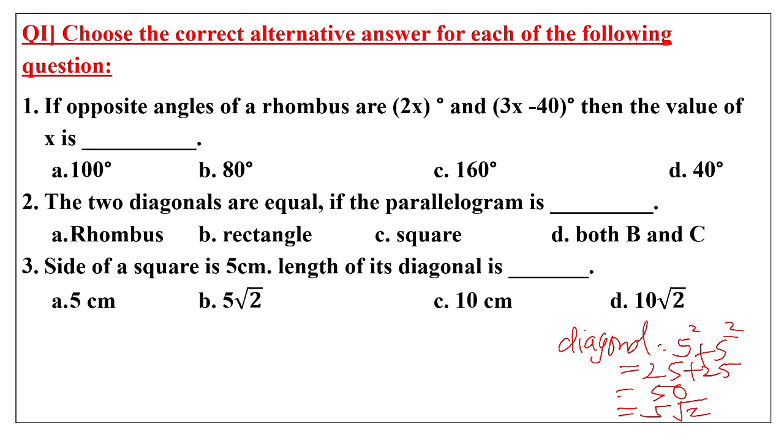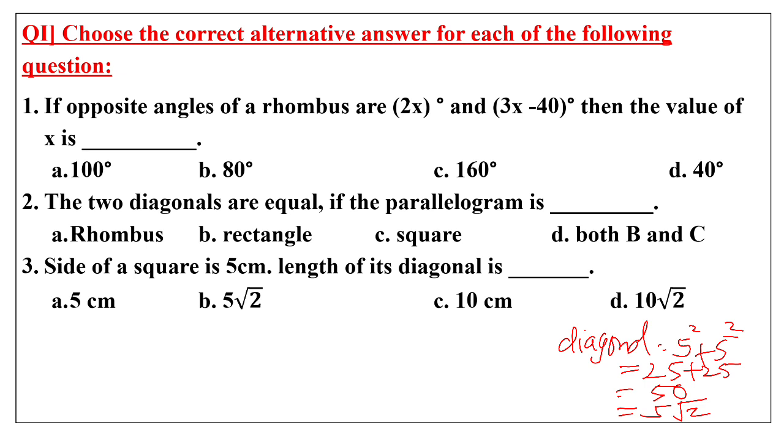Now, the side of a square is 5 cm. As we know, all the sides of a square are congruent. And the length of a diagonal is dash. We have to find the length of the diagonal. So we will take one square and give it the name ABCD. So AC will be our diagonal.